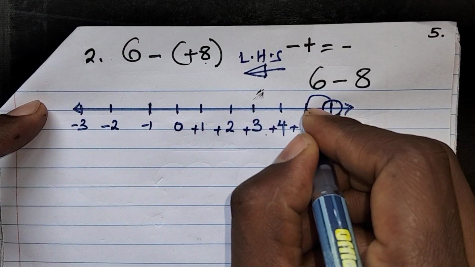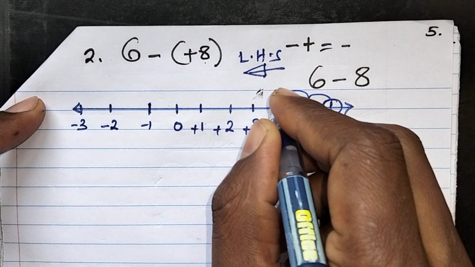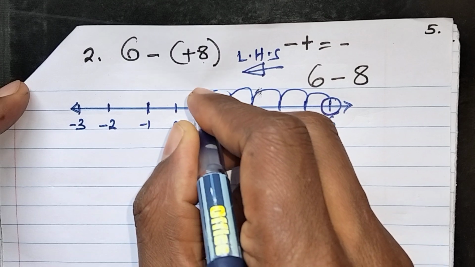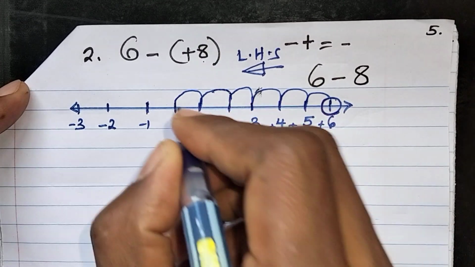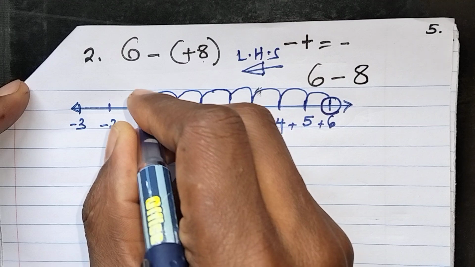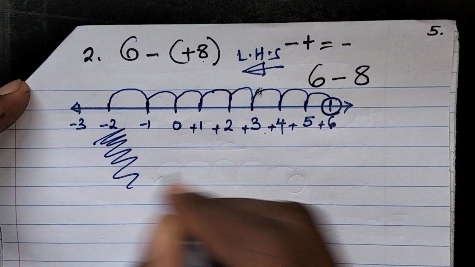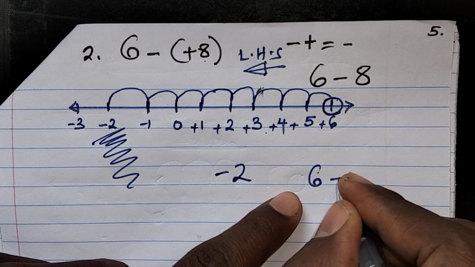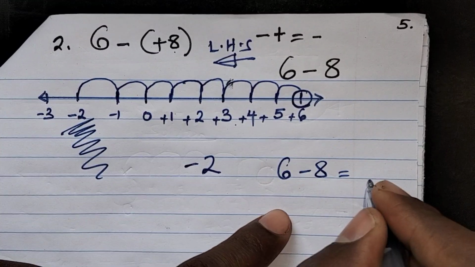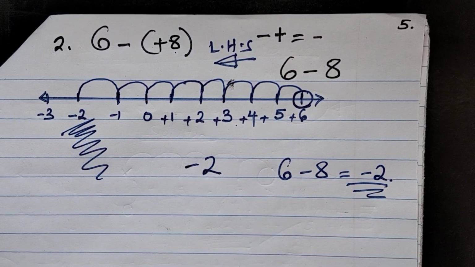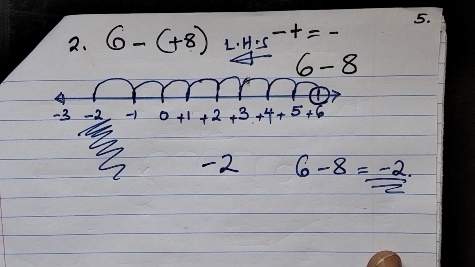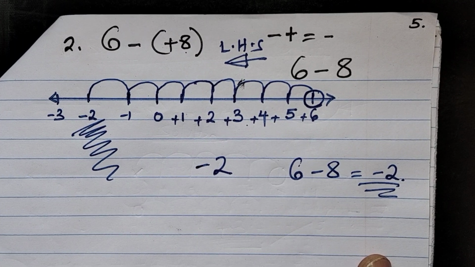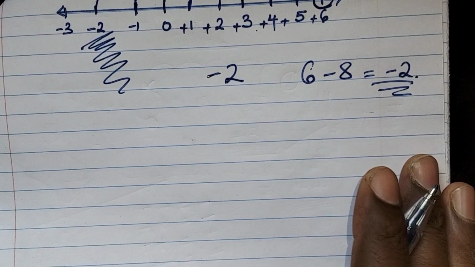So, move with me: 1, 2, 3, 4, 5, 6, 7, and 8. So our answer is negative 2. That means 6 minus 8 is negative 2. Correct. I don't know whether we have another example or we go straight to a word problem. Probably the last example for this video.